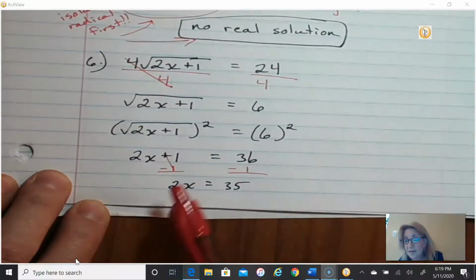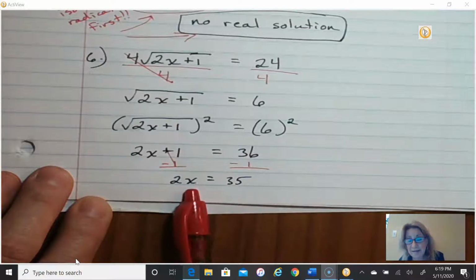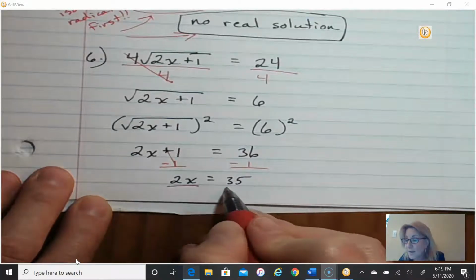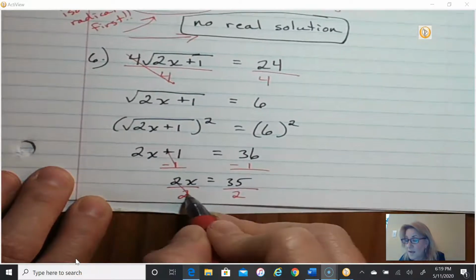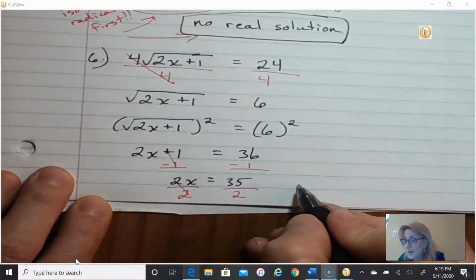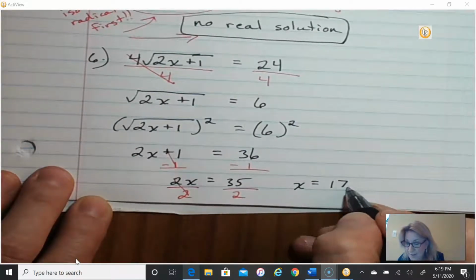Okay, so I'm still not done. You can't tell me that 2x equals 35, because that doesn't help me. I have to know what x means, so we have to keep going. This is multiplying, so the opposite is division. So x equals 35 divided by 2, which is 17.5.